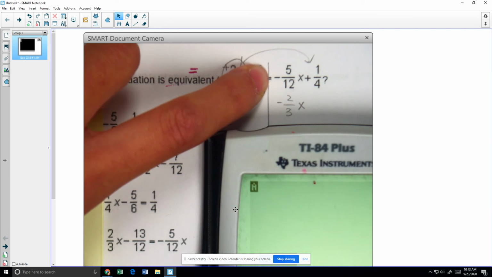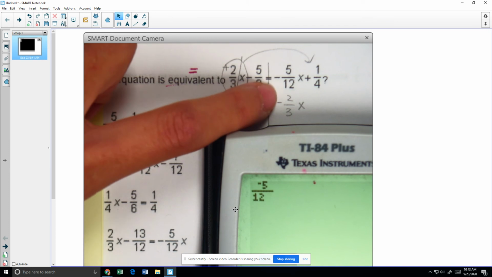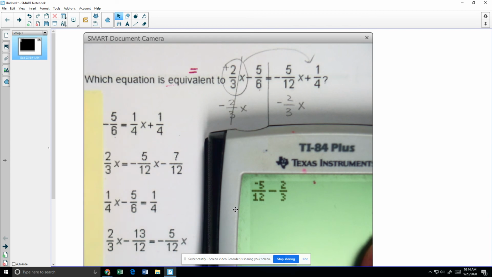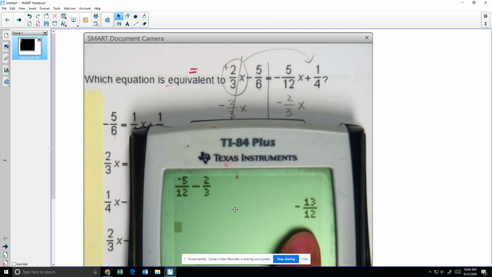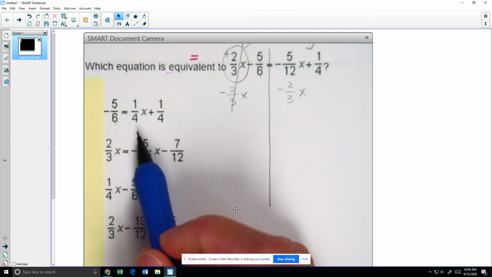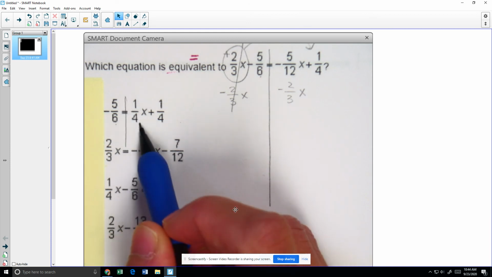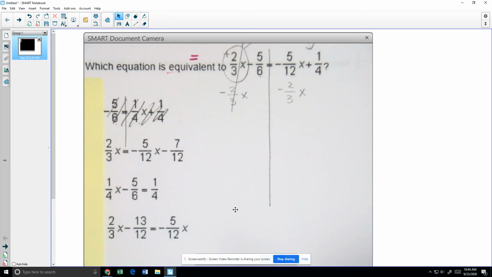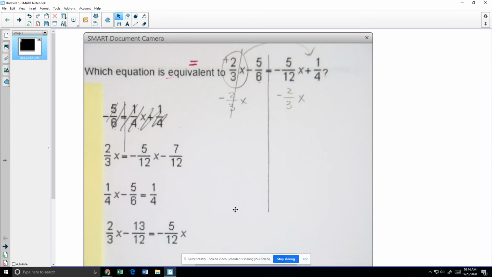I have to type in alpha y equals enter, negative 5/12, and then minus, and then alpha y equals enter 2/3. So they should have gotten negative 13/12. Oh, you can't see, sorry. Negative 13/12. Did they end up with negative 13/12 on that side? No. So do you see how this is not an answer? Does that make sense what I'm doing, you guys?